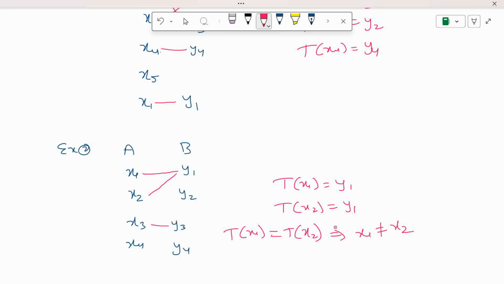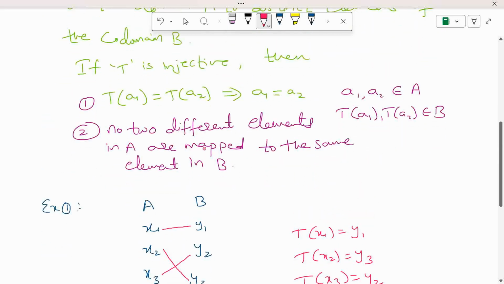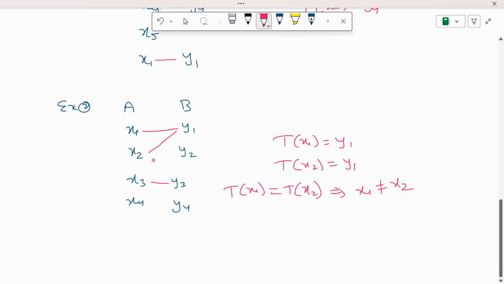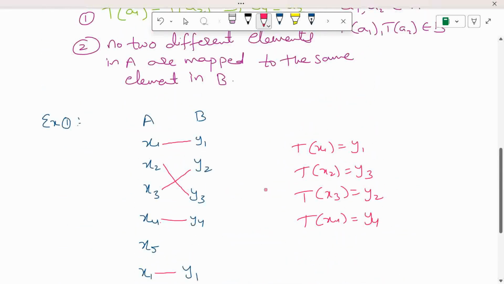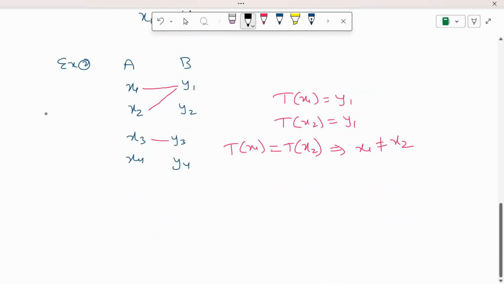So the first condition failed, and no two different elements in A are mapped to the same element. So here two elements in the second example are mapped to the same element in set B. So this is not injective. Let's write here. We forgot to write. This is injective function. This is not injective.